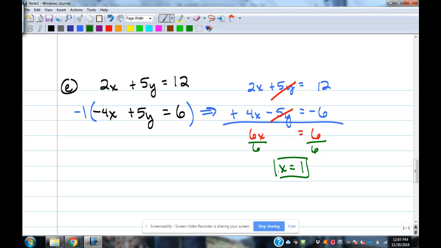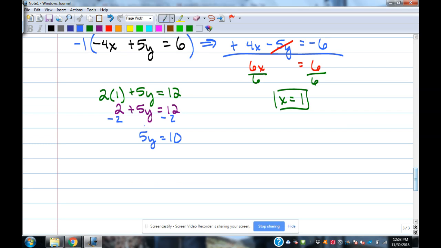How do I get y? Plug that in for x. It doesn't matter where I go. I'm going to go to the first one because it looks pretty easy. 2 times 1 plus 5y equals 12. That's 2 plus 5y is equal to 12. Subtract that 2. 5y equals 10. Divide by 5. y is 2. The ordered pair is 1, 2.